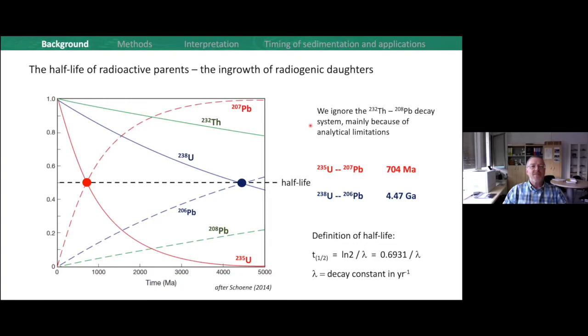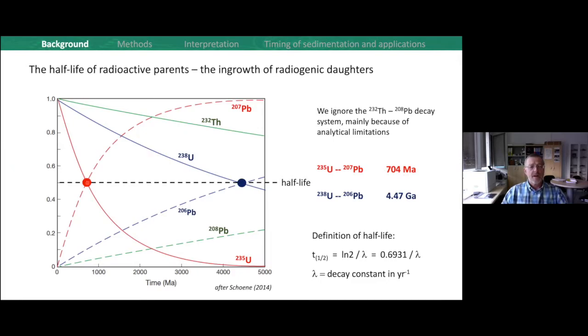Then we have to know what is the duration of our radioactive decay. Well, we have to understand what is the half-life. So when we look at the 235 uranium, in the beginning of the solar system, we had a certain amount of 235 uranium, so 100%. And then it takes some time until half of this parent is decayed into the daughter. And this is called the half-life. So in the case of 235 uranium, this is only 700 million years.